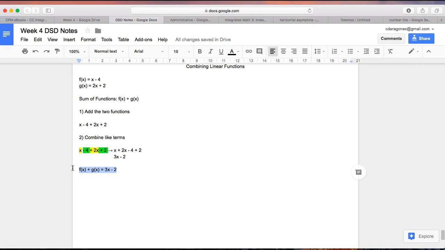You chose a pair of functions. Now you have to add the pair that you chose. And then after you do that, you're going to graph the new function. Again, you can use a table of values, or you can graph if you know how to graph linear functions. I know how to graph linear functions, so I'm just going to go ahead and do that.